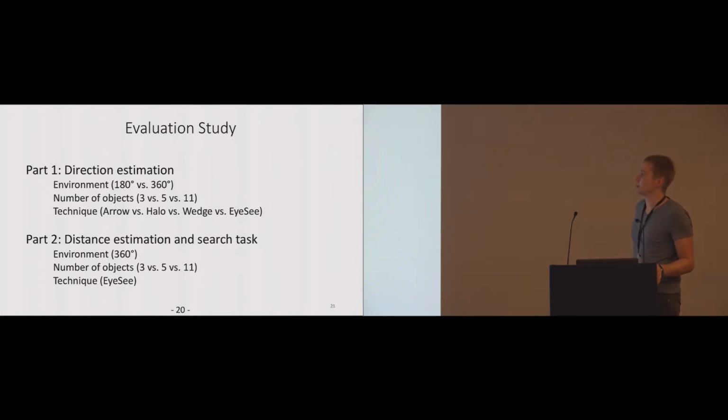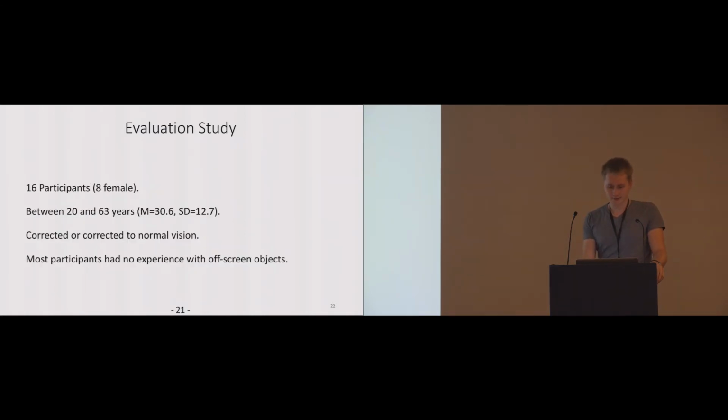We have two parts in our study. The first was the direction estimation, where people just had to judge in which direction they think this object is, which was split up between 180 degrees and 360 degrees. We had different numbers of objects here, and we were using all these techniques. In part two, we looked into the distance estimation and did a little search task where people had to really find these objects. I have to say, because there's no distance encoding in Arrow, Halo, and Wedge, it was not possible to use them here as a baseline.